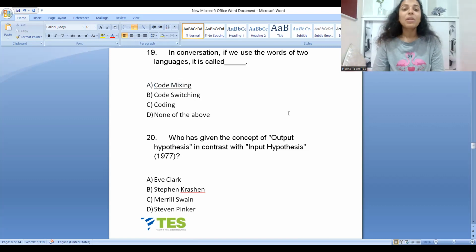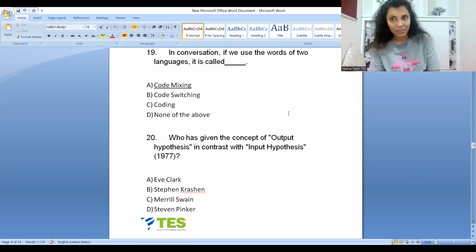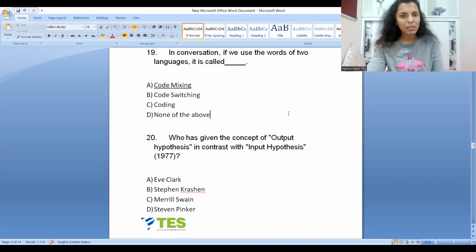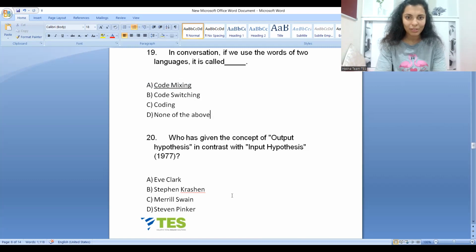Question number 20. Who has given the concept of output hypothesis in contrast with input hypothesis in the year 1977? Okay, your options are A, Eve Clark, B, Stephen Krashen, C, Merrill Swain, or D, Steven Pinker. Tell me, output hypothesis in contrast with input hypothesis is by option C, Merrill Swain.